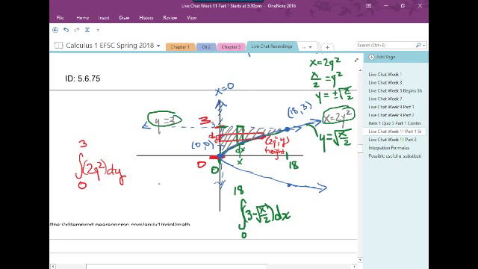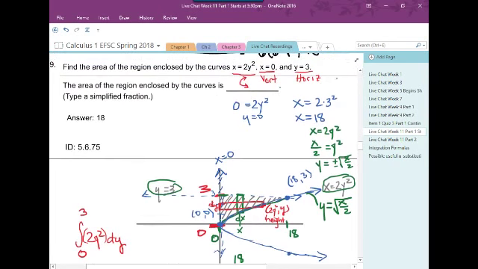So these are two different ways that you could set up this problem. Notice that it's much simpler to work it as a dy problem than it is as a dx. And the hint that that's probably going to be the case is that the function was written as x equals 2y squared. It was written as a function of y, so most of the time the dy approach will be easier.